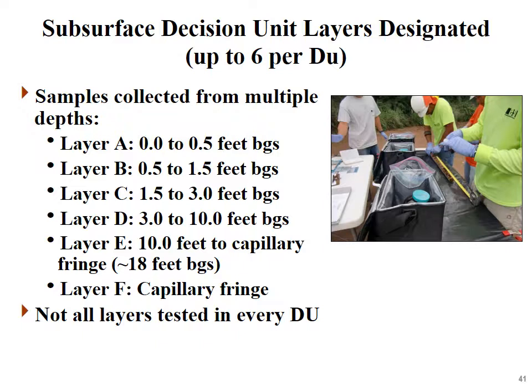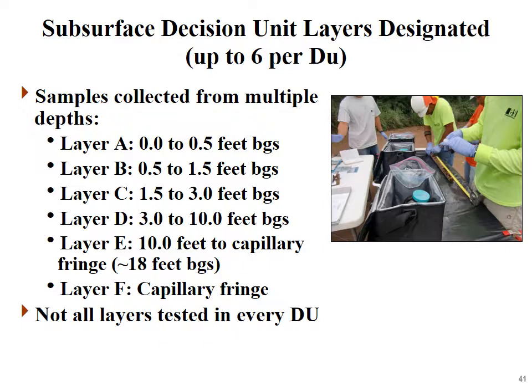So I think in all the DUs, or at least most of the DUs, they installed 30 borings and split the site, the DUs, up into layers: 0 to 6 inches, 6 inches to 1.5 feet, 1.5 feet to 3 feet, 3 to 10 feet, then 10 feet to the capillary fringe, about 18 feet. So each of the DUs had 6 layers, and 1 layer including the capillary fringe.